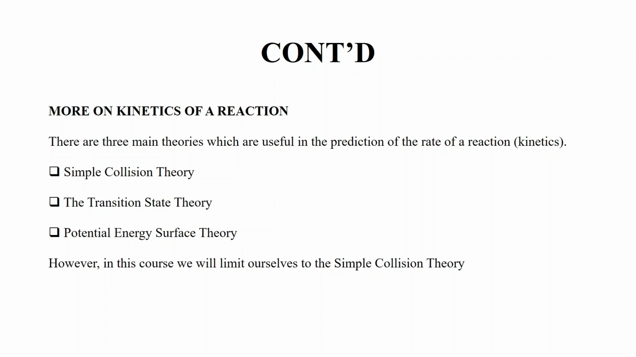Now, let's talk more on kinetics of a reaction. There are three main theories that are useful in the prediction of the rate of a reaction, or the kinetics of a reaction. These three are the simple collision theory, the transition state theory, and the potential energy surface theory. However, in this course, we are going to limit ourselves to the simple collision theory because that's the commonest one we all know.